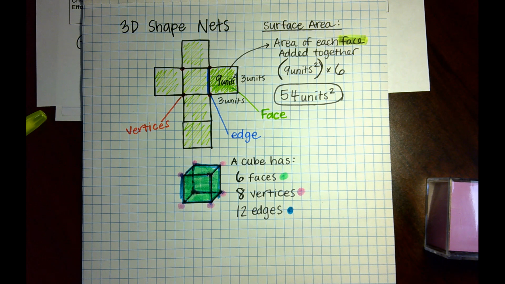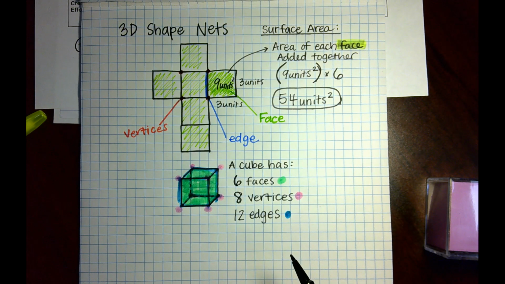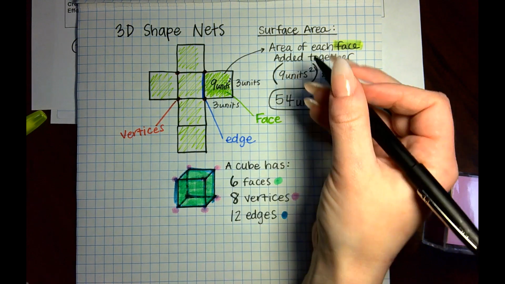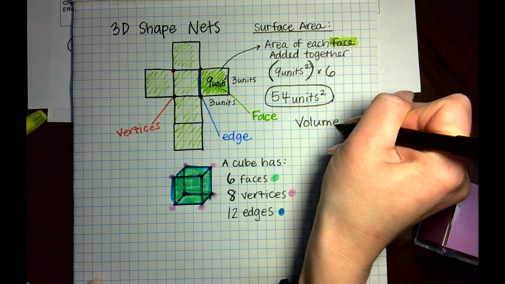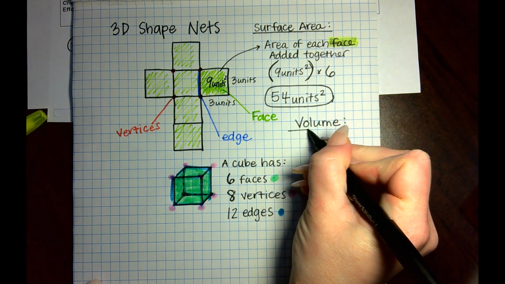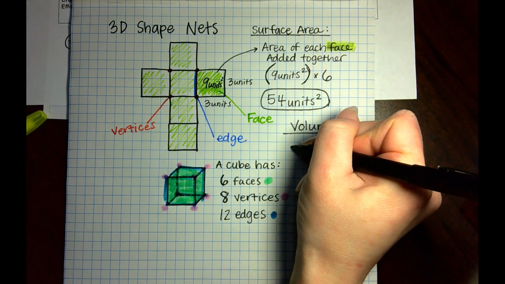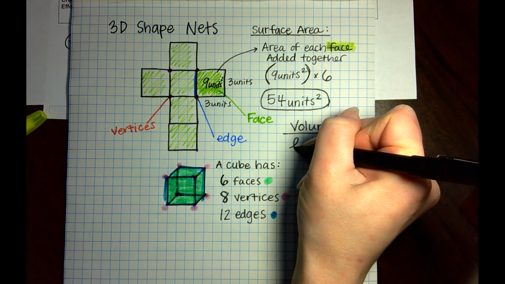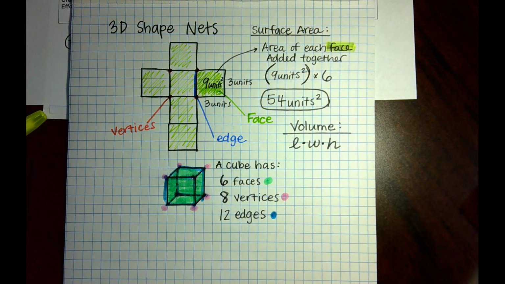Let's see, we didn't talk about volume. You want to talk about volume? Let's talk about volume. So there's surface area. That's just the area of all of the faces added together. Now volume, I will give you a formula. Volume is going to be length times width times height.